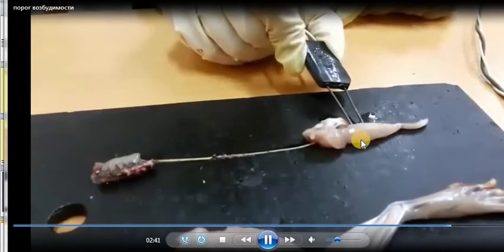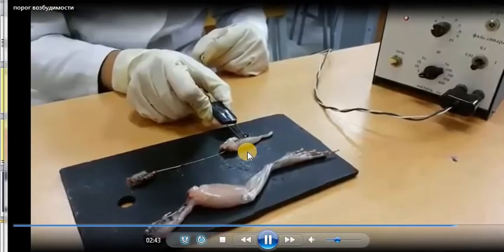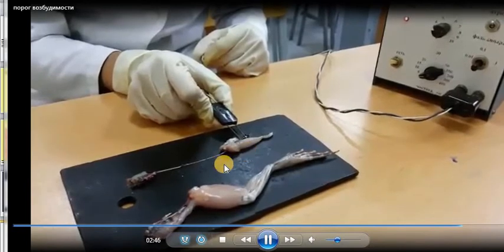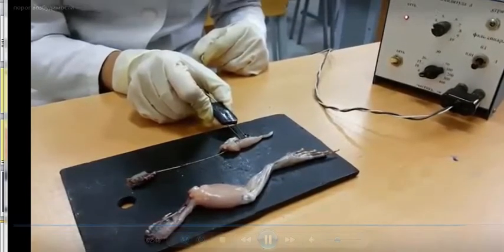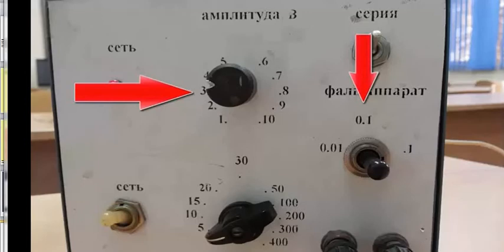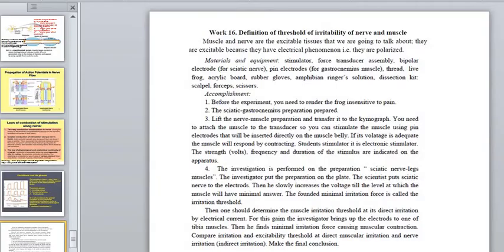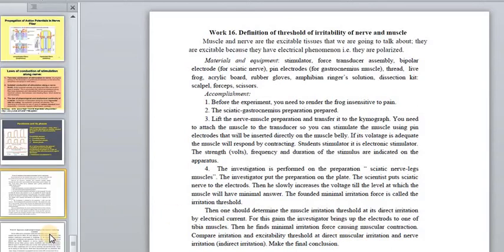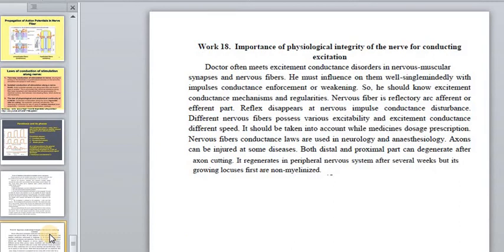So here we found the threshold. Мы определяем порог возбуждения для мышечной ткани. В данном случае порогом возбуждения для мышечной ткани является 0,3 вольт. So, as a conclusion, in this work we saw that nerve tissues are more irritable than muscle tissues.